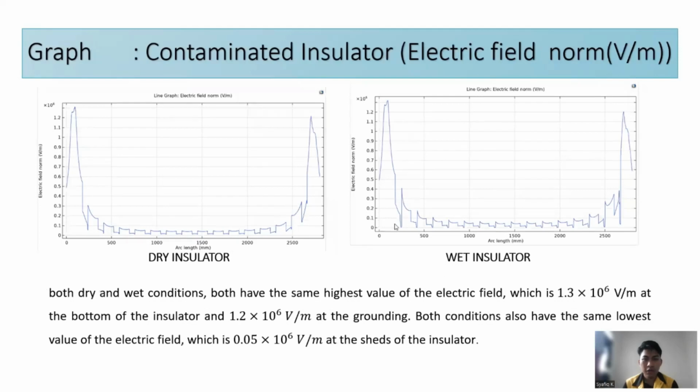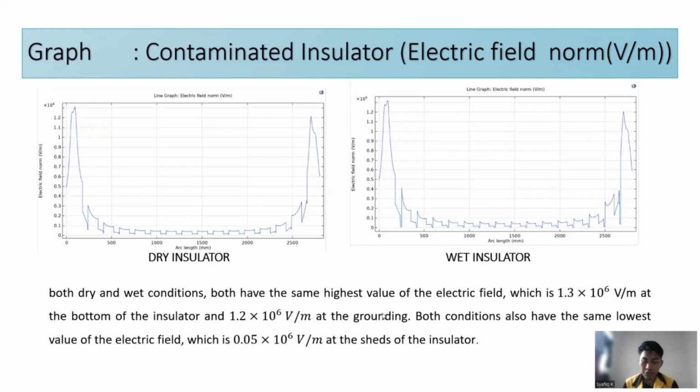Now for the electric fields. For the contaminated insulator in dry and wet conditions, there's a difference here. As you can see, the difference is around the shades. This is located at the shades of the insulator here. When there is contamination and water droplets, the electric field lines of the insulator increase compared to the contaminated dry insulator only. So it increases in terms of electric field lines. This is located at the shades which have the contaminated layer and also droplets of water.